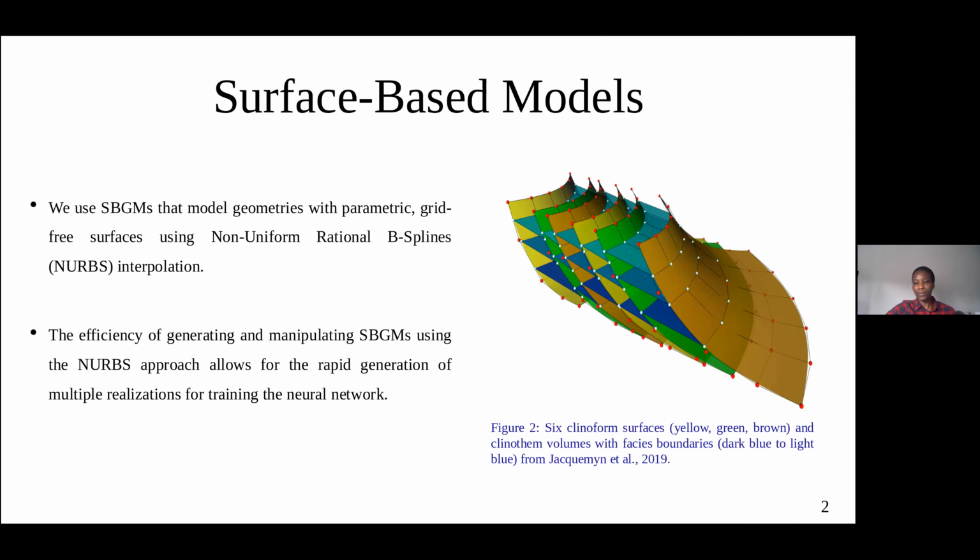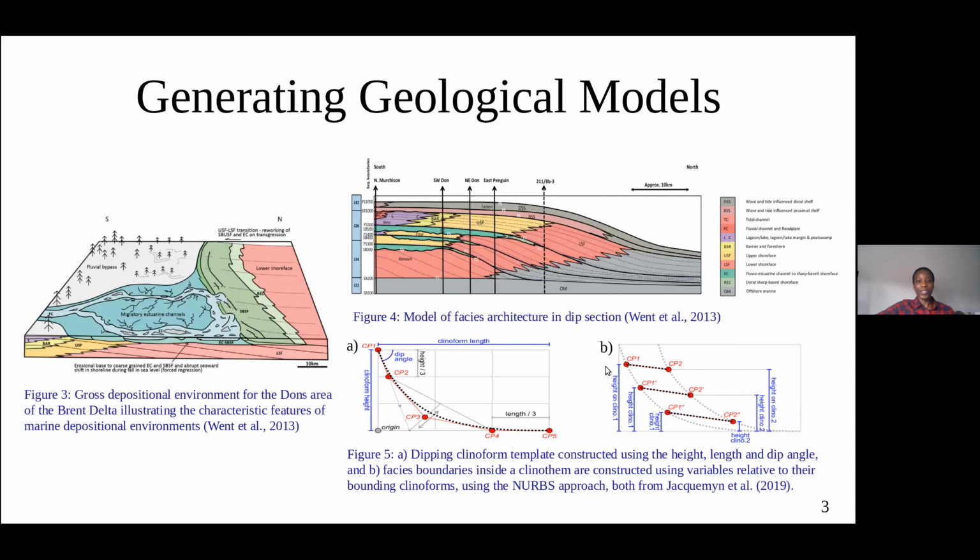So essentially, it gives us a flexible way of manipulating our models to really adapt these models to retain geological realism. And an important thing is we can do this quite rapidly. So this enables us to use surface-based models using the NURBS approach here that are grid-free and parametric to rapidly generate models, multiple realizations that we can use to train the neural network and develop an approach for conditioning these models.